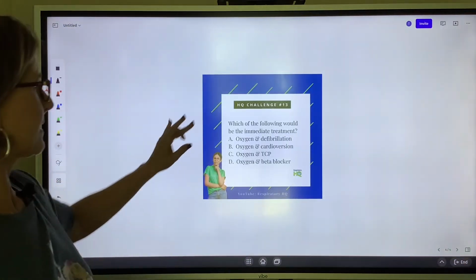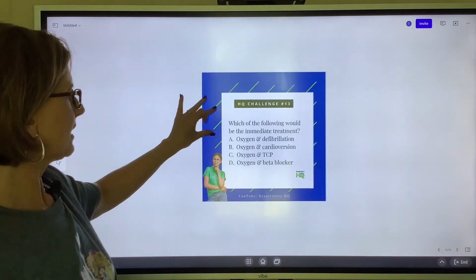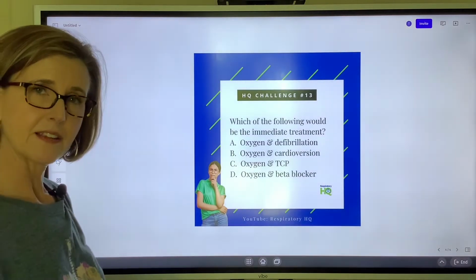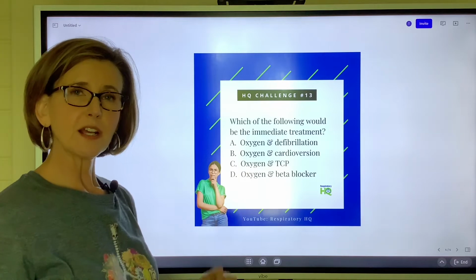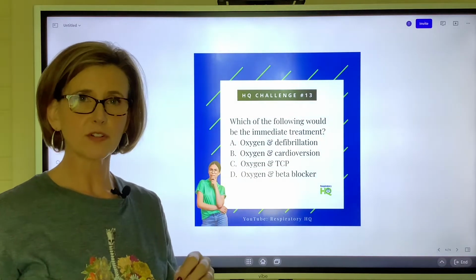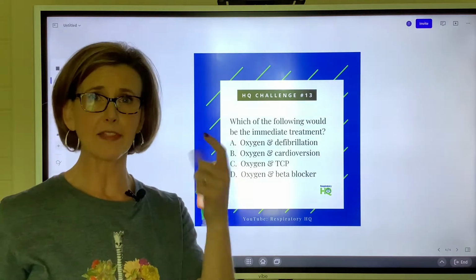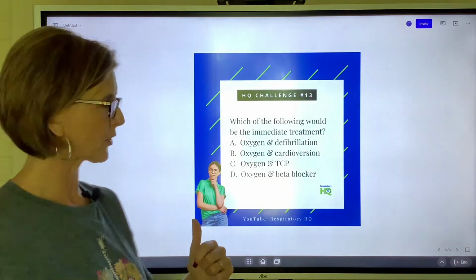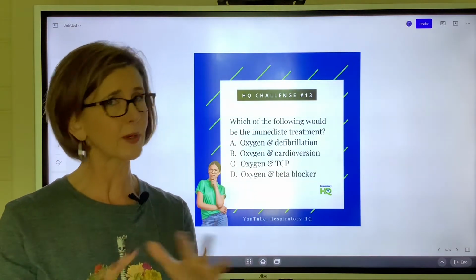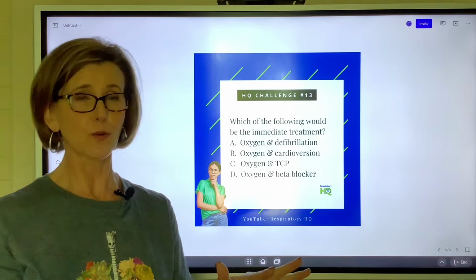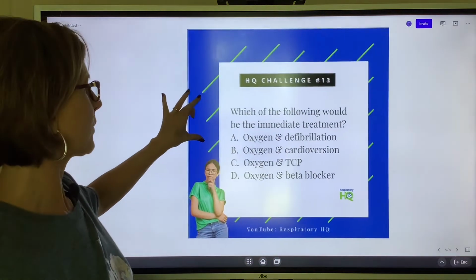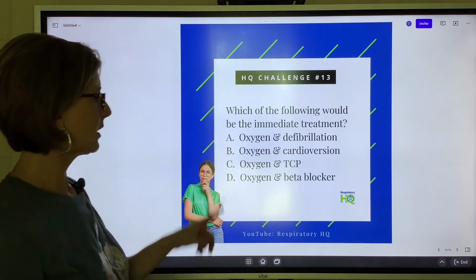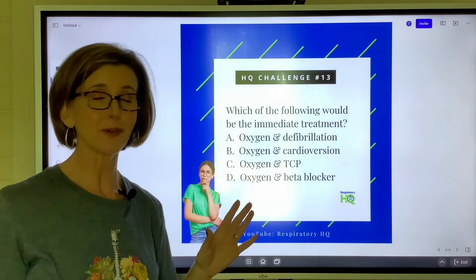So let's go ahead and spin this into a second-year student question. That patient that we just had, that had atrial fibrillation, that had the heart rate of 172 and had that low blood pressure, 60/30, we got to do something, and we got to do something fast for that patient. So which of the following would be the immediate treatment? Oxygen? Well, obviously we're going to put oxygen on them, okay?